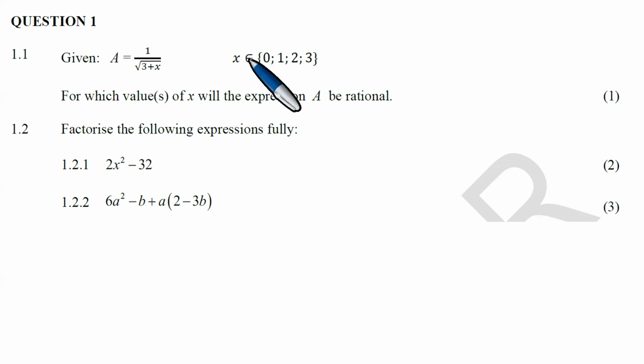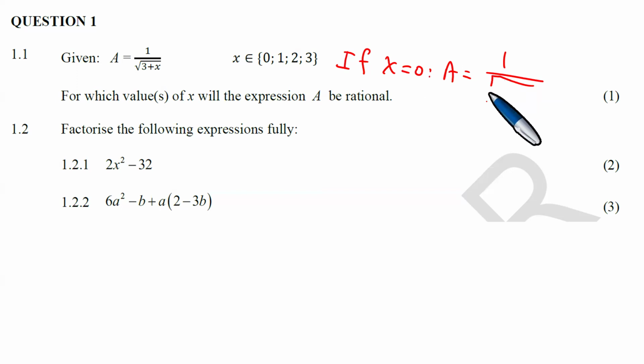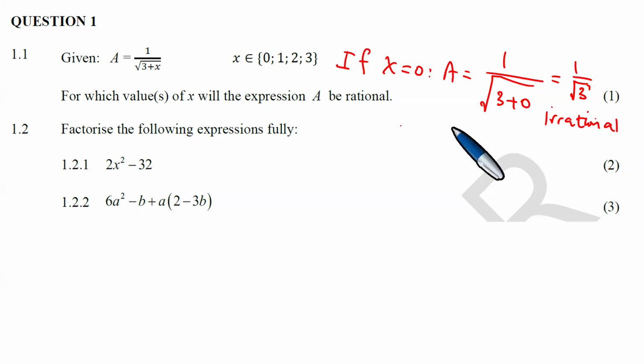Okay, first things first, we do it as follows. We experiment. If x is equal to 0, a equals 1 divided by the square root of 3 plus 0. And this is 1 divided by the square root of 3. And as a matter of fact, this expression here is irrational.